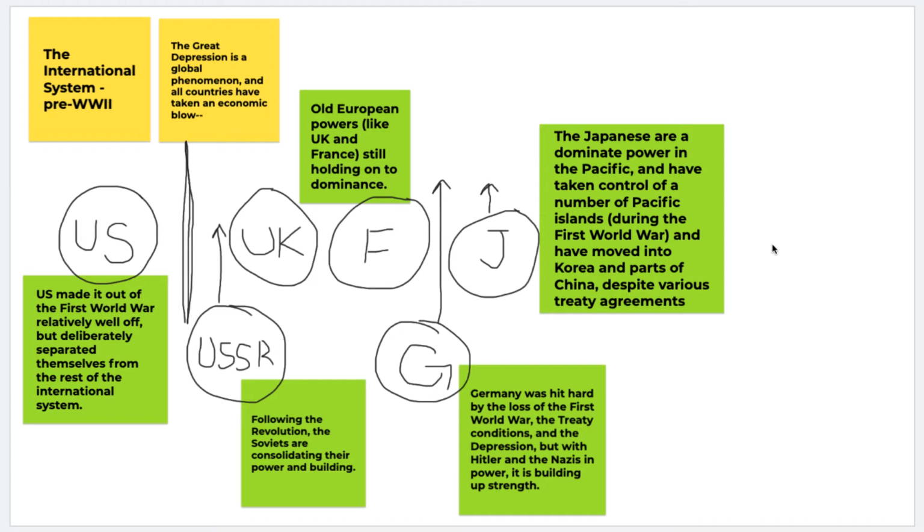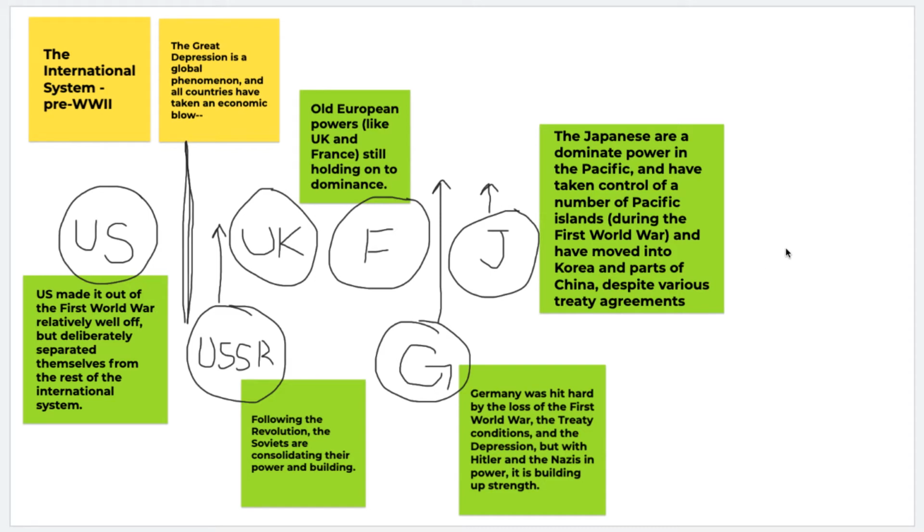But before we get started into the chapter, I want to talk a little bit about what the world looks like before and after the Second World War, which is going to lead us into the Cold War. So what I have right here is a little diagram of the international system prior to the Second World War. So this is after the First World War and during the Great Depression.